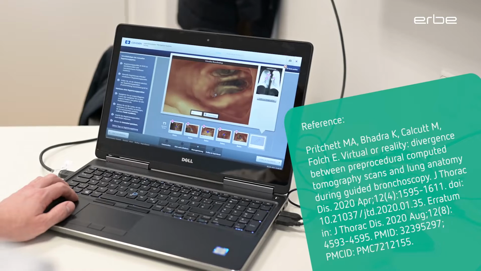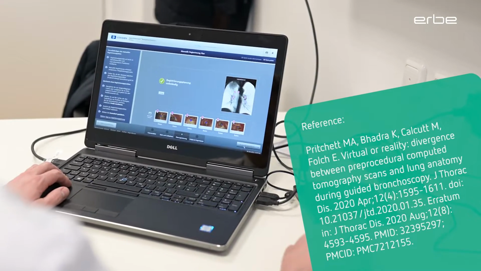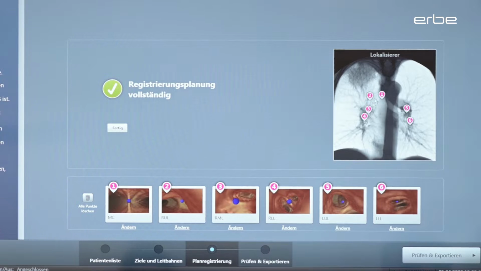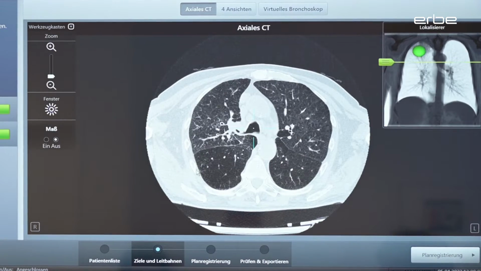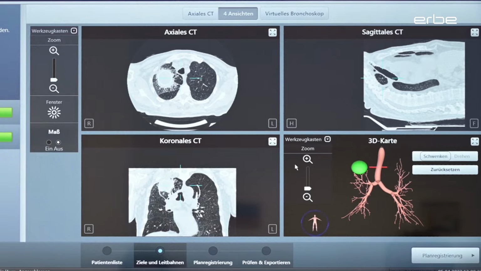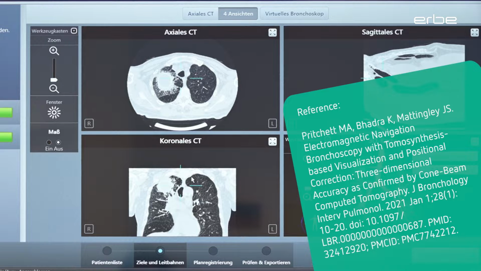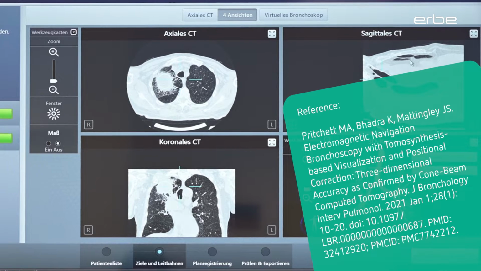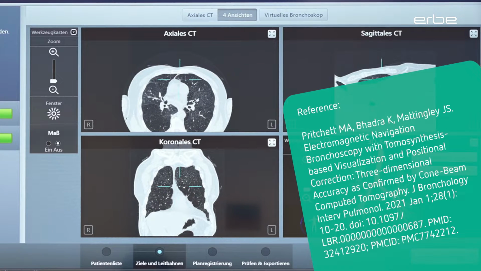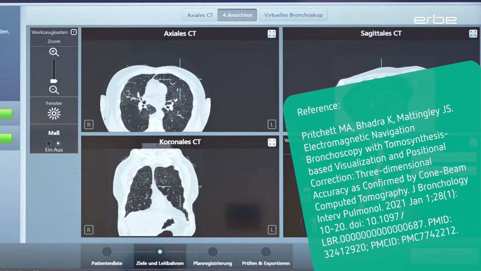These can relate to tip-tracked instruments and catheters, direct visualization, shape sensing technology, optical pattern recognition, cone beam computed tomography, and augmented fluoroscopy. Furthermore, tomosynthesis and radial endobronchial ultrasound are used for correction of CT-to-body divergence during bronchoscopy. This has proven to greatly improve accuracy of sampling.